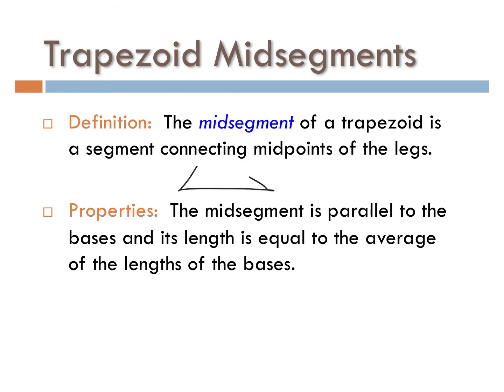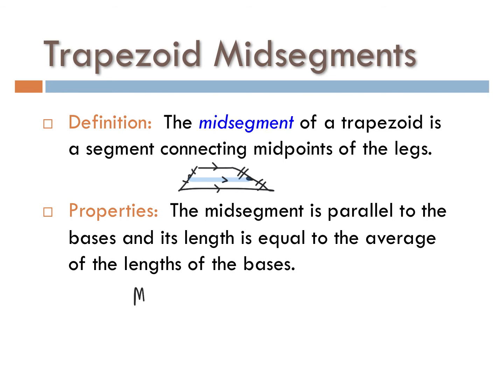Let me draw it to show you. So here's the midpoint. I would show that by doing a tick mark, put a middle there, tick mark, and then I would draw in the midsegment. It is right here. Okay, here are the properties of a midsegment. It is A, parallel to the bases. So here were my bases that were originally parallel. This midsegment is also going to be parallel.